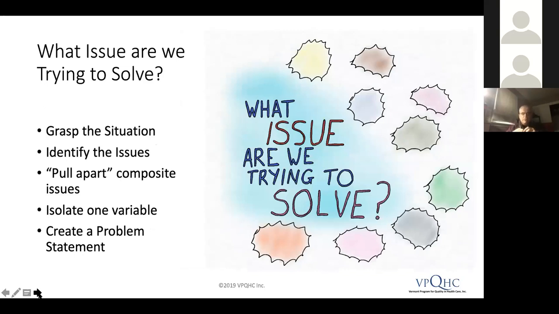So if you remember, one of the first questions we talked about was, what issue were we trying to solve? Well, in the world of problem solving, and more specifically the world of things like Lean and the Toyota production system, there's this phrase that we always use called grasp the situation. And what that really means is have a good understanding of the current situation around the issue that you're trying to resolve. And that can mean all sorts of different directions.